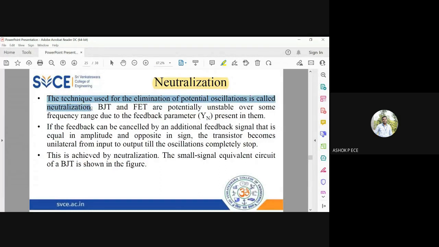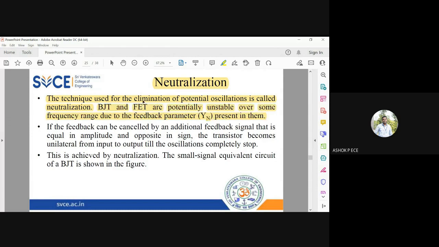See, they use the word potential oscillations because these oscillations are not always possible. If, due to some circuit parameters, oscillations are favorably becoming possible, then your circuit should be able to eliminate them. That is called neutralization. These oscillations are not going to come always in your circuit, but in case they come, your circuit should be designed with components which will ensure that the oscillations are completely cancelled out. So BJT and FET are potentially unstable over some frequency range due to the feedback parameter.